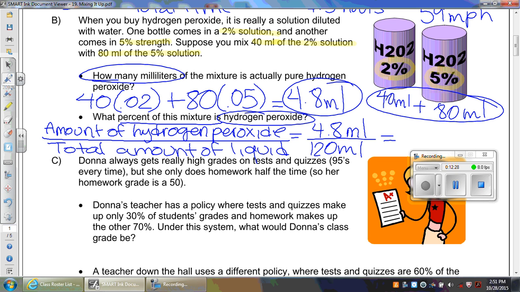Okay, so if you guys could divide that. Yes, Michael? You got it? What is it? 0.04. And as a percentage, what would that be? 4%. So to go from a decimal to a percentage, you need to multiply by 100.